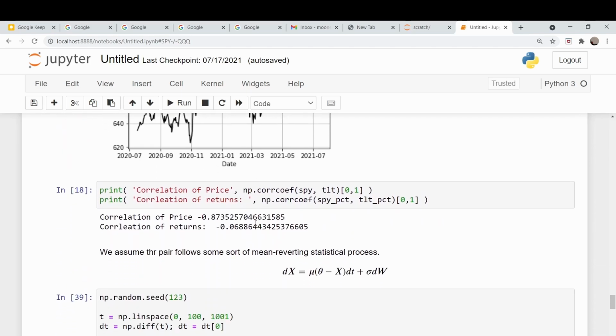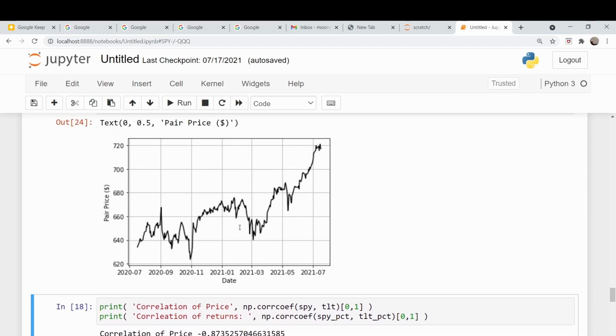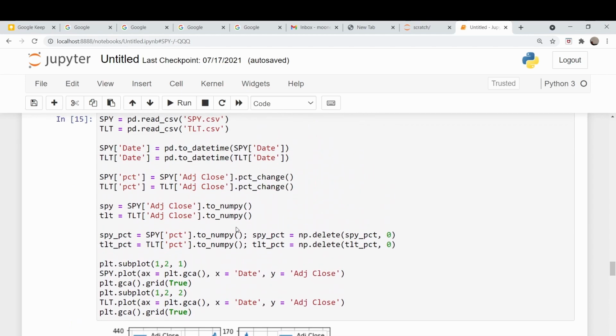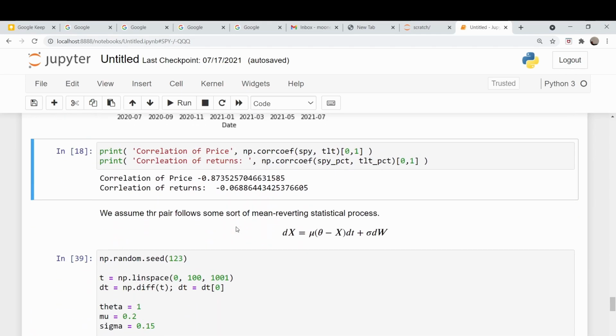So the price action is actually fairly strongly correlated, but negatively correlated, negative 87%. But returns, not so much. I would have suspected a little stronger than this, but apparently not. I'll double check this later to make sure I got all the code right.